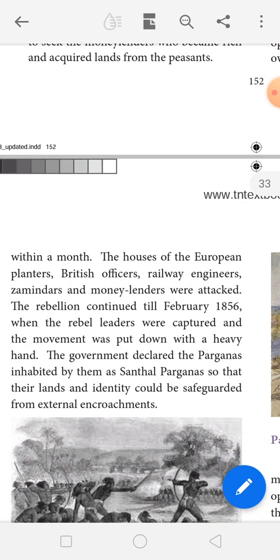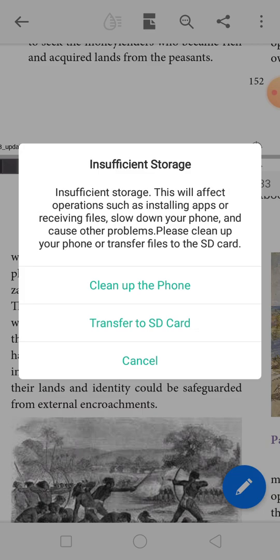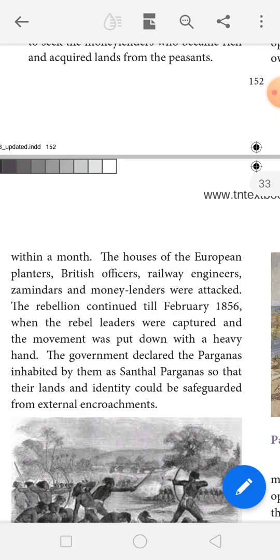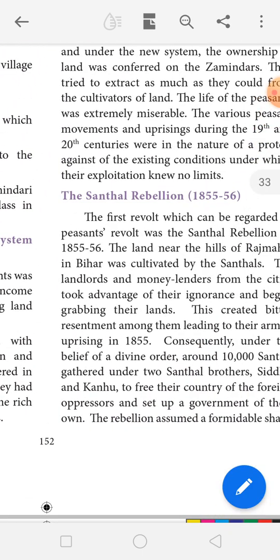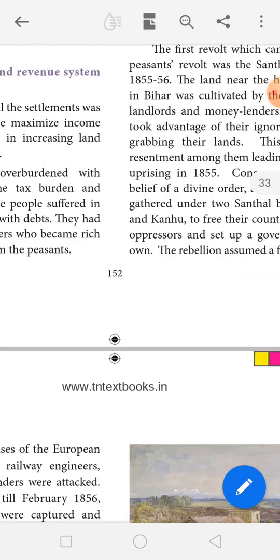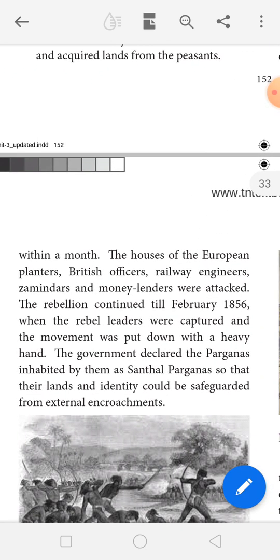So after the leadership of Sidhu and Kanhu, the houses of the European planters, British officers, civil engineers, zamindars, and moneylenders were attacked. The peasants attacked the moneylenders' houses and all the others. After that, the rebellion continued till February 1856. The Santal rebellion continued up to February 1856, when the rebel leaders were captured and the movement was put down with a heavy hand.